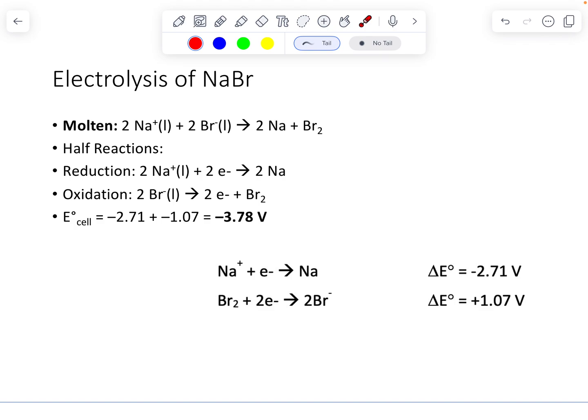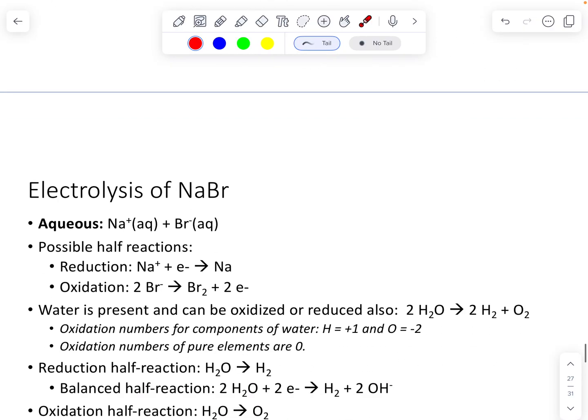So the bromine one, it would be 2Br minus yields 2 electrons plus Br2, when you flip that reaction around. Yes. Yep. Exactly.